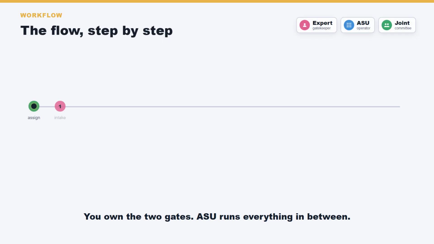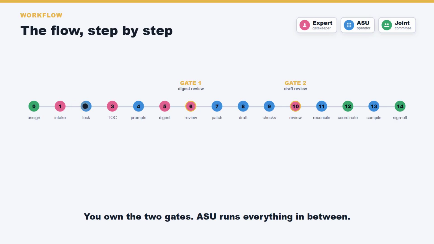Here is the full flow, step by step. The committee assigns the chapter, you hand over your sources, ASU locks the corpus, derives the table of contents, and you approve it. AI fills the prompt set and you run the digestion yourself in NotebookLM. At the first gate, you review the digest and send it back with your feedback. ASU drafts the chapter, runs the checks, and you review again at the second gate. After reconciliation and a final compile, you sign off and the chapter goes to the committee. You own the 2 gates, ASU runs everything in between.